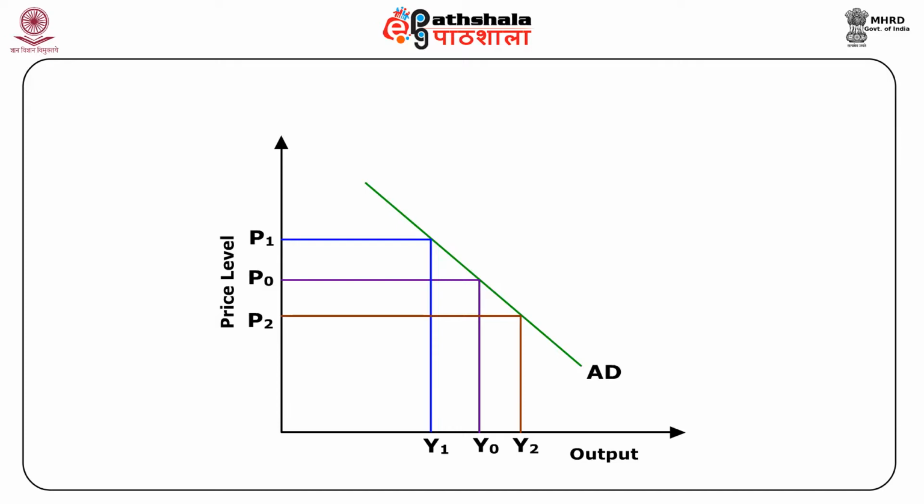The locus of all these points gives the AD curve that represents the inverse relation between the aggregate price level and GDP.